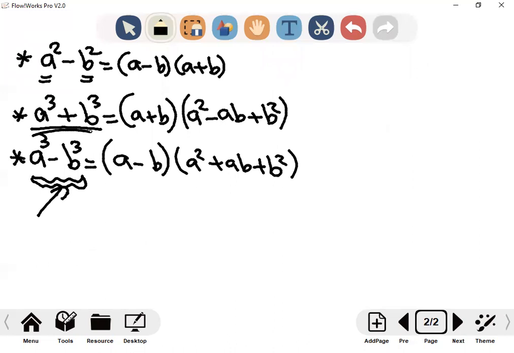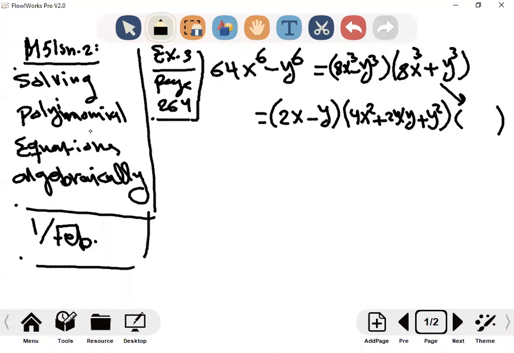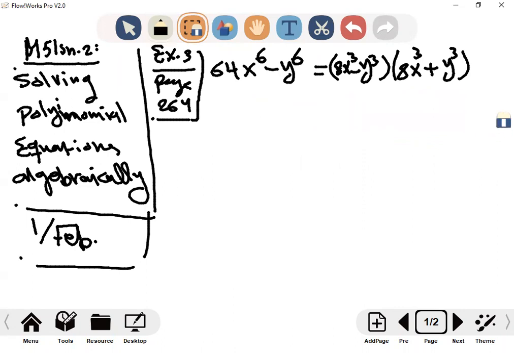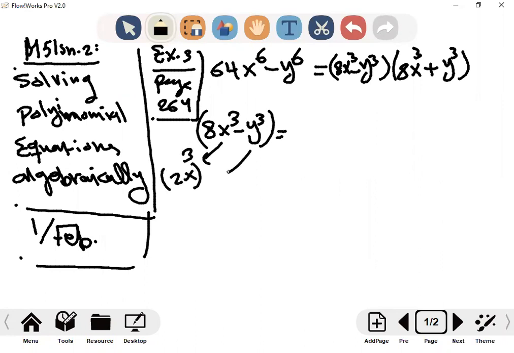To make it more clear, I can make it in another way. I will take each parenthesis separately. Sorry, just so we understand it more. I will take the first parenthesis, which is 8x power 3 minus y power 3, right? The first parenthesis by itself. This is (2x) all power 3, right? And this is y power 3. Apply the formula. We said a minus b, meaning 2x minus y.